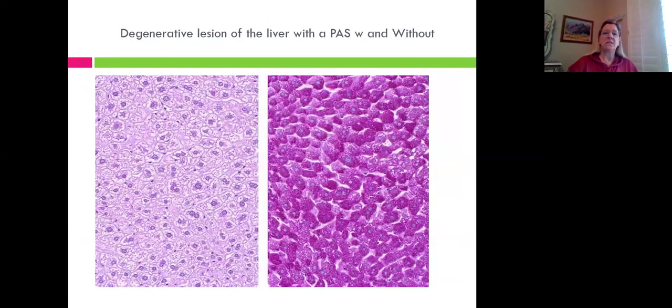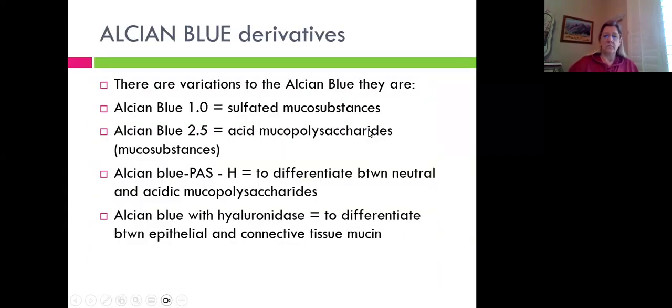This is another one, a degenerative lesion of the liver. You can see this is the one with digestion, and this is the one without digestion. You can see the huge amount of glycogen that is actually present in that patient. Again, the pathologist is going to look at this side by side to see how much glycogen truly is in that lesion or that tumor. All right.